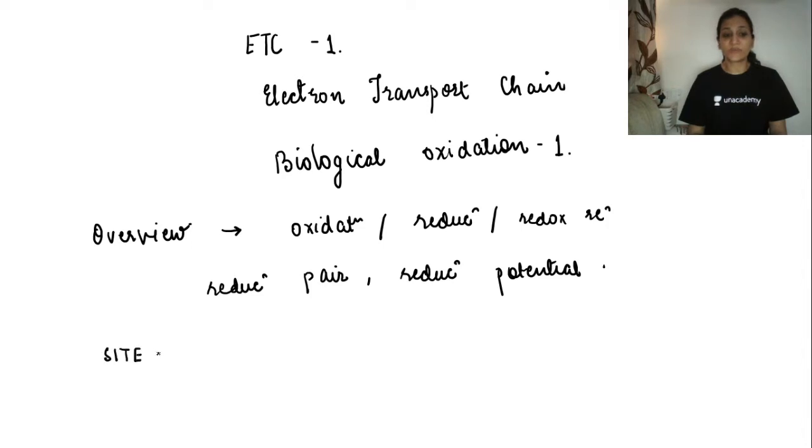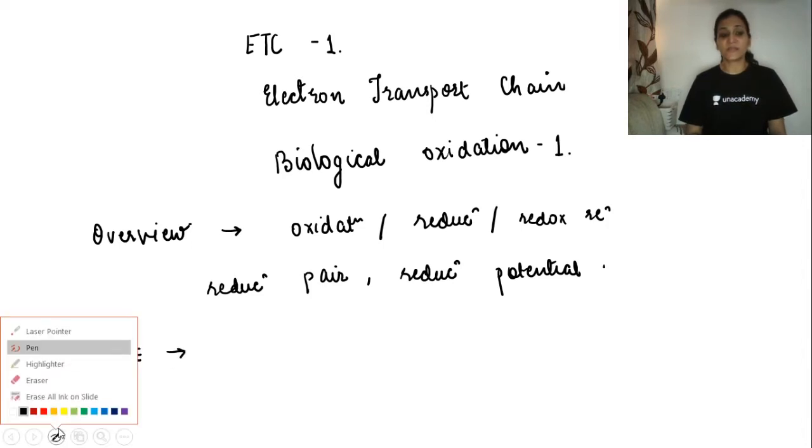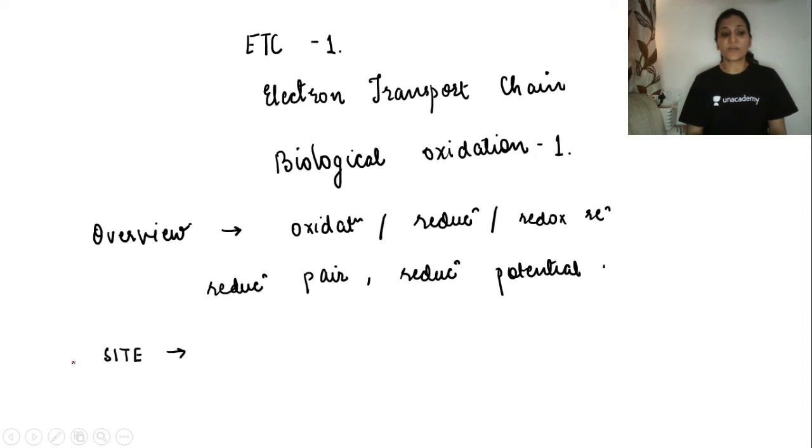Like in last class we did Krebs cycle. It occurs in the mitochondria. Here the site of electron transport chain is various complexes in the mitochondria. Then we will also read what are the various complexes of electron transport chain. So this is the overview of what we are going to do in the class. So let us begin with the topic.